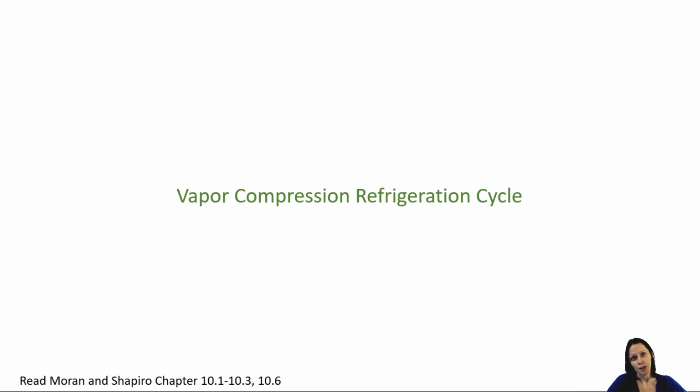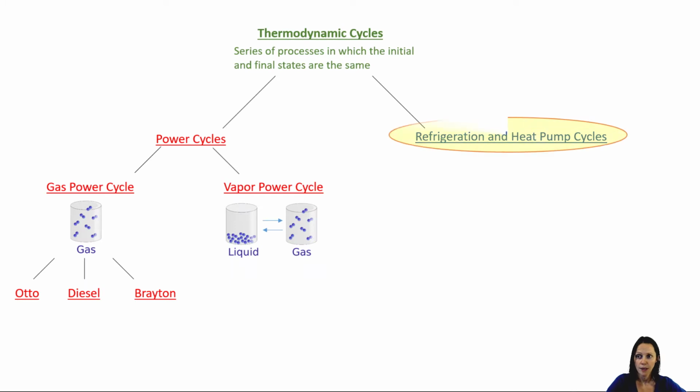In this segment, we're going to talk about the vapor compression refrigeration cycle or heat pump cycle. So just to give you a roadmap of where we've been and where we're going. We've already talked about power cycles, gas power cycles. That was the Otto, the Diesel, the Brayton, and we talked about different things that we could do with the Brayton cycle to increase the thermal efficiency.